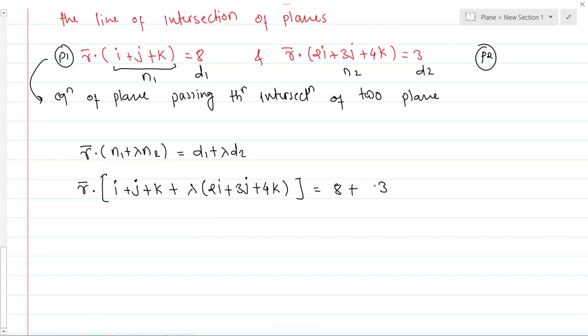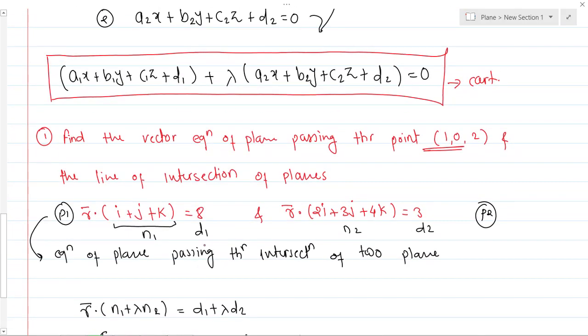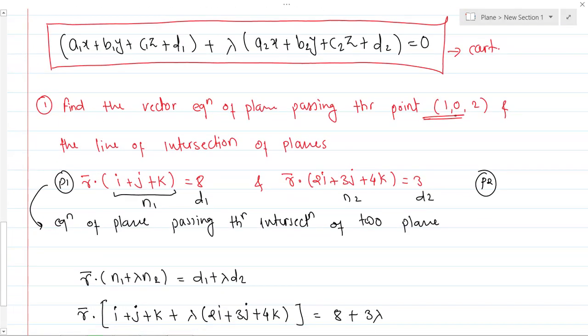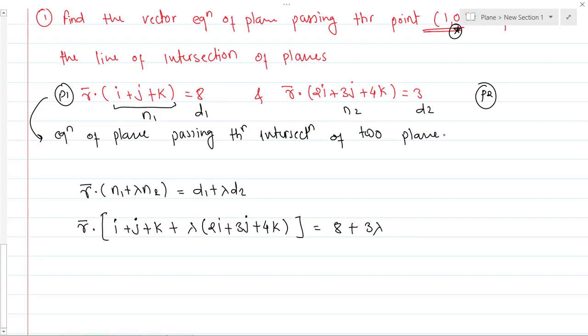Okay, so let me write it, so 3 lambda. This is the equation of a plane passing through the intersection of two planes, in the form of lambda. How will you get the value of lambda? See, the further information given is that the plane is passing through 1, 0, 2, so it should satisfy that equation. So let's substitute this 1, 0, 2 in this equation.